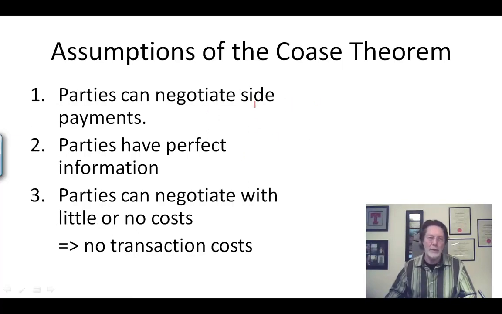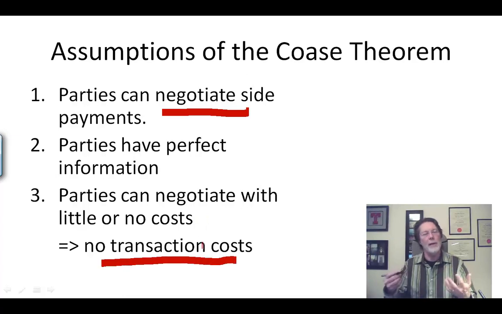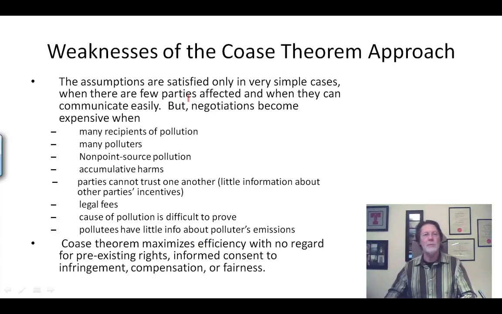So the assumptions of the Coase theorem are that the parties can negotiate these side payments, so that things are marketable, and parties have enough information to do this, and there are no costs involved. There are no transaction costs. Immediately you start paying legal fees, or you start having trouble finding the party with whom you're supposed to negotiate, or whatever, then you get in trouble. And the problem is that most pollution cases have many recipients of pollution and many polluters, and then negotiations become prohibitively expensive.